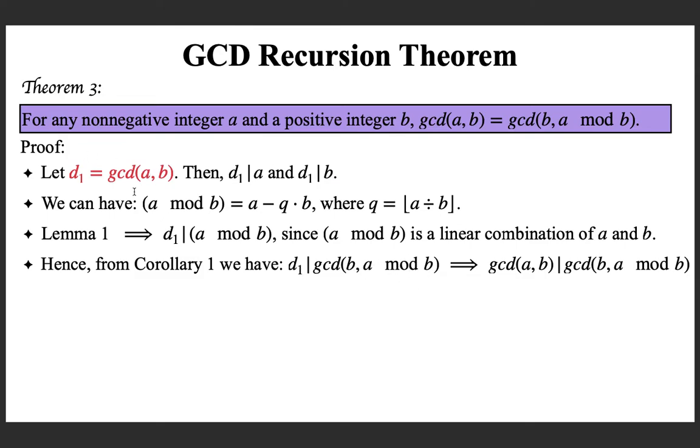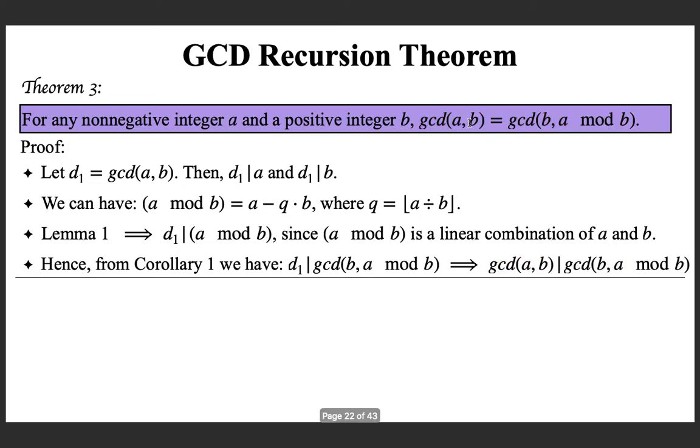What is D1? D1 is nothing but the GCD of A and B. So just substitute D1 here. You are getting GCD of A and B divides GCD of B and A mod B. And now we have to prove they are equal.